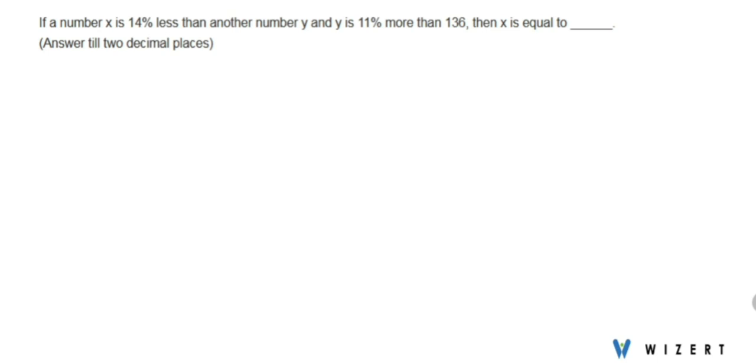If a number x is 14% less than another number y and also y is 11% more than 136, then x is equal to what? And we have to answer till 2 decimal places.